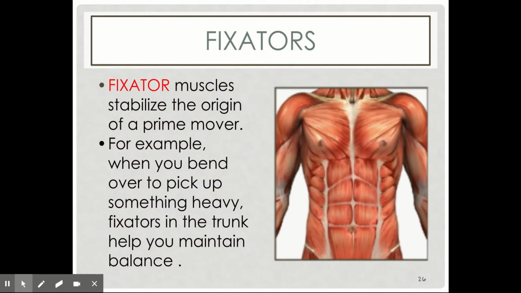You will also have fixator muscles, and this is going to stabilize the origin of a prime mover. For example, when you are bending over to pick something heavy up, you have fixators in your trunk, which are going to help you maintain your balance. Those are your abdominal muscles. The reason that we have muscles in our trunk is simply for stabilization, and those are called fixator muscles.